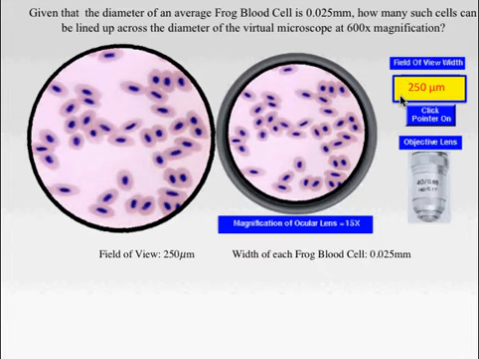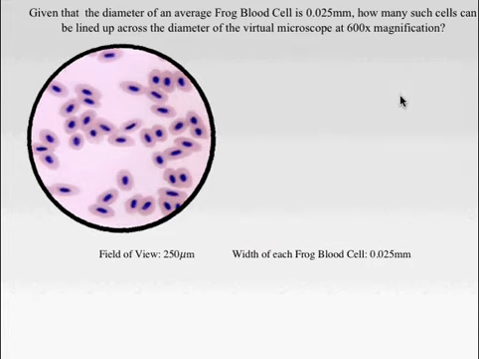Now we're trying to figure out how many cells can be lined up. To do this, we first need to convert this 0.025 millimeters into micrometers. And how we do that is multiplying by, in 1 millimeter, there's 1,000 micrometers. So multiplying these values together, our millimeters are going to cancel, and we're going to be left with micrometers. So 0.025 millimeters is 25 micrometers.